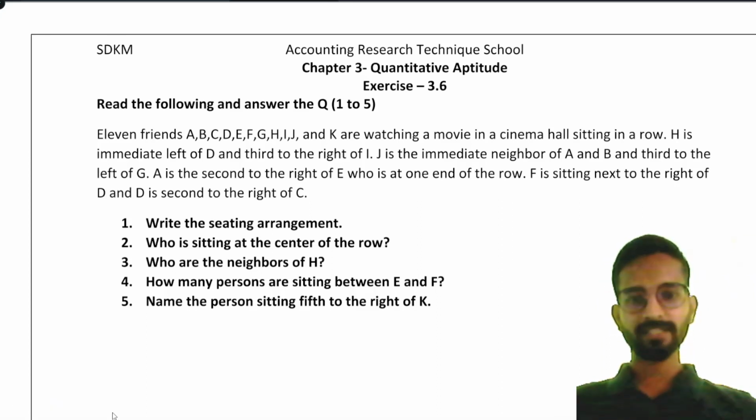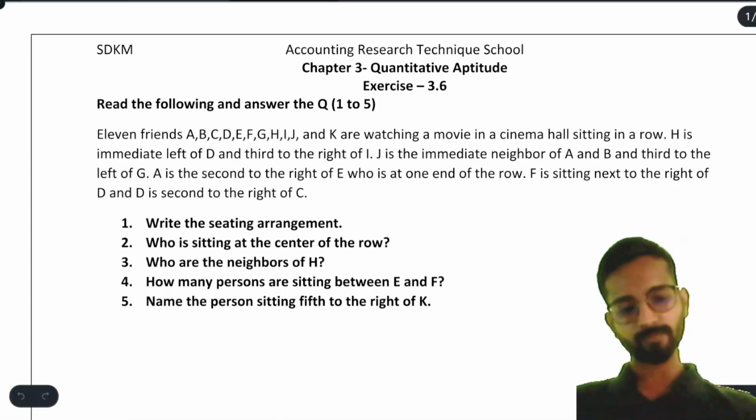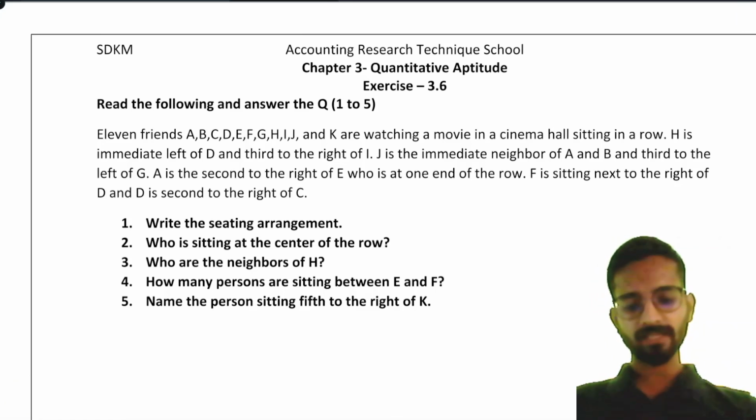Hello everyone. In this video, we'll be solving questions related to exercise 3.6. This is the last exercise of this chapter. See, very easy. 11 friends A, B, C, D, E, F, G, H, I, J and K are watching a movie in a cinema hall sitting in a row.